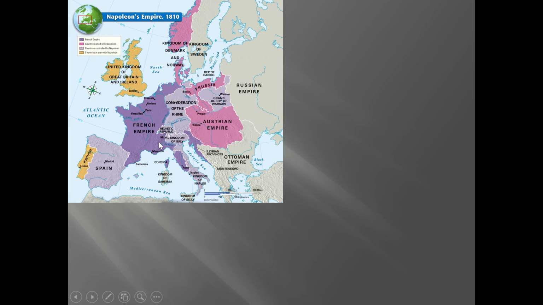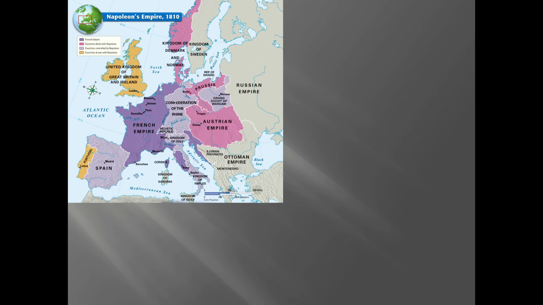This was how the map looked when Napoleon was building his French Empire. Again, the dark purple is territories he directly controlled. Light purple is areas he turned into puppet states. And the pink were allies of Napoleon's, typically because they lost to him in war, and then he made them become his allies.